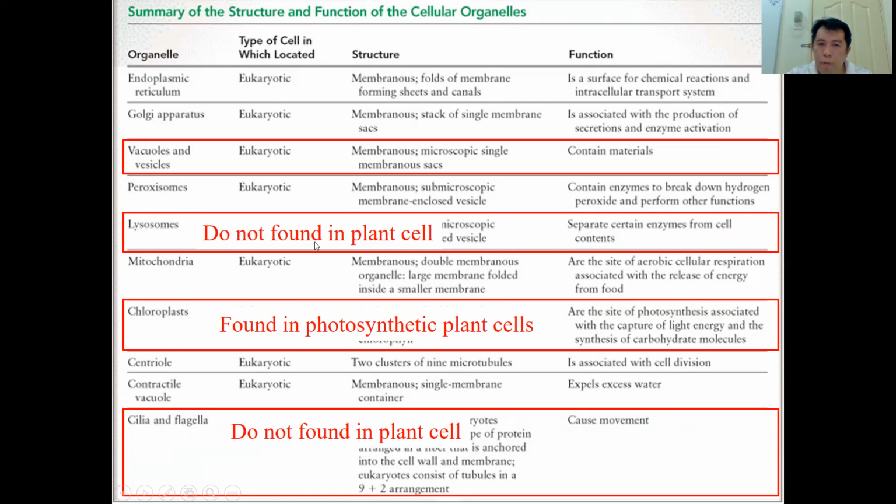Lysosome is not found in the plant cell, remember. Mitochondria and chloroplast: you know chloroplast is only found in photosynthetic plant cells. Not all plant cells have chloroplasts, only photosynthetic plant cells such as palisade mesophyll, spongy mesophyll, and also the guard cells. Centriole, contractile vacuole, cilia and flagella are normally not found in plant cells.